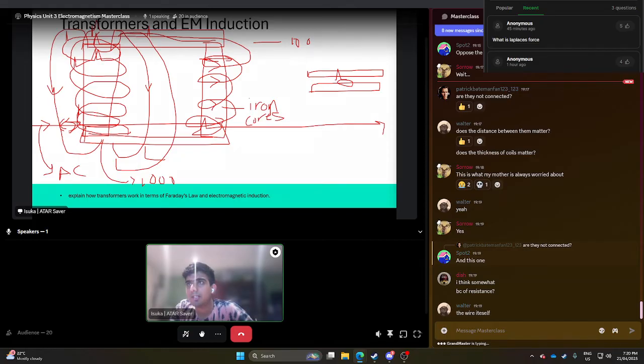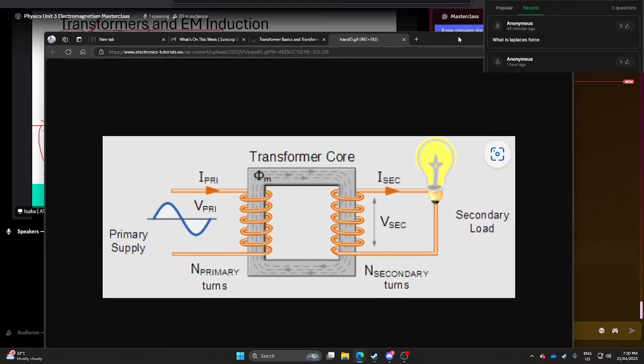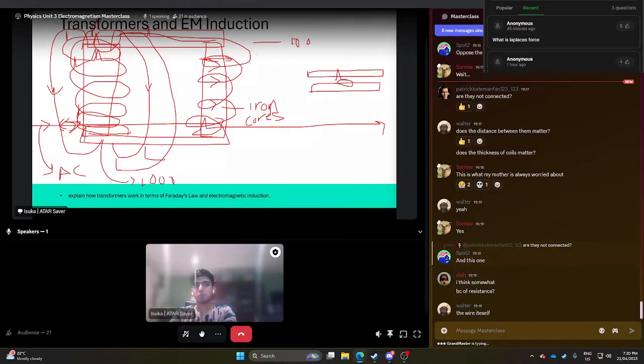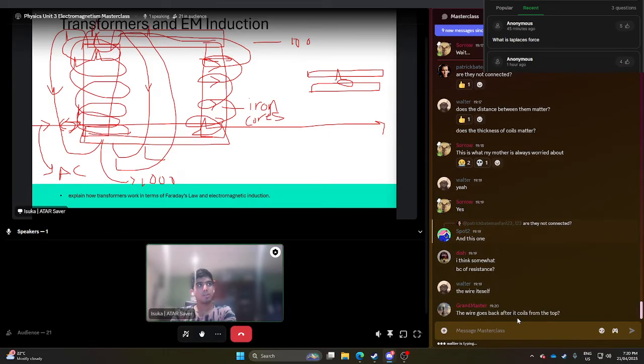Going back to, does the thickness of the coils matter? That is a good question. Thinking of the formulas, I can't see any mathematical idea where you have the diameter of the coils. But that's a good question. I'm actually not sure. That's something you can probably search up. I'll think about that as well. I'll write that down because that's interesting to know.